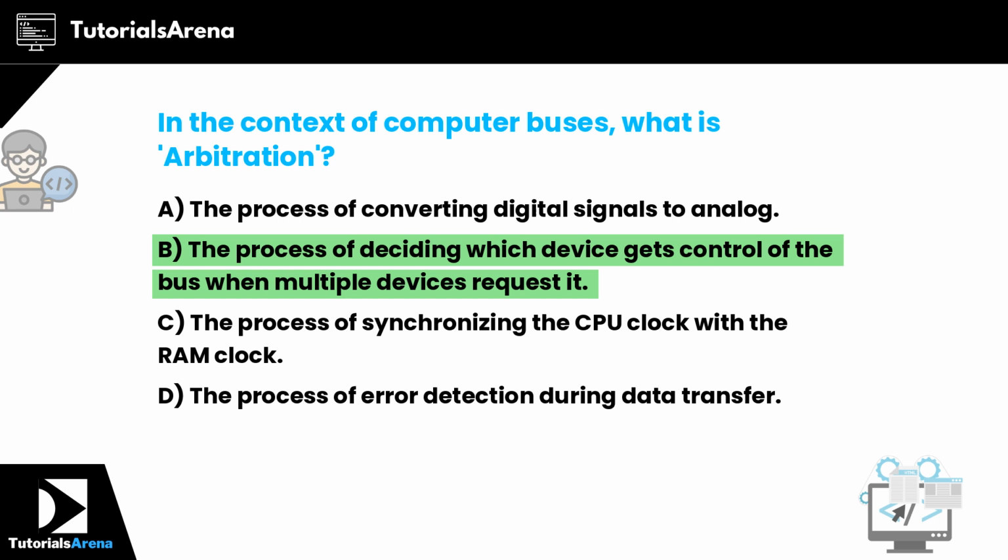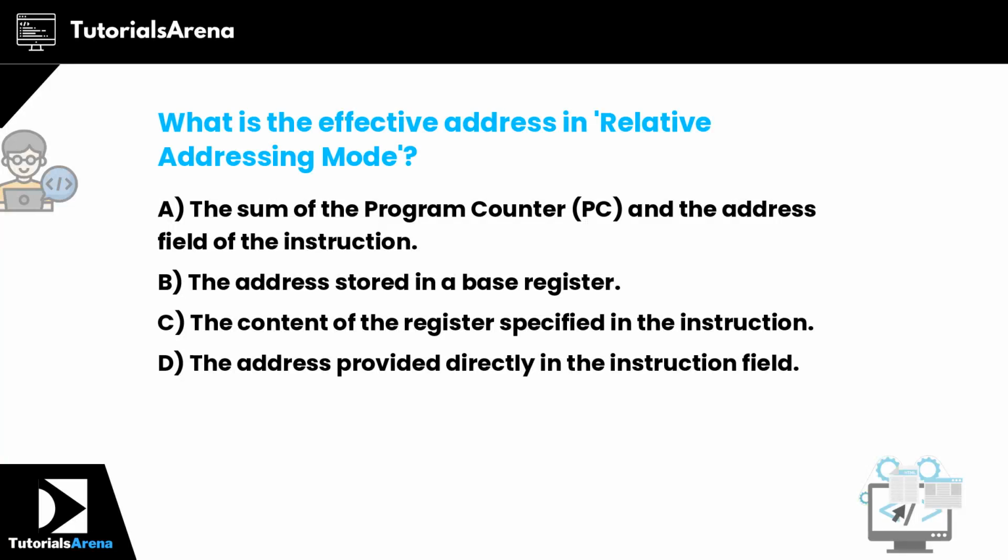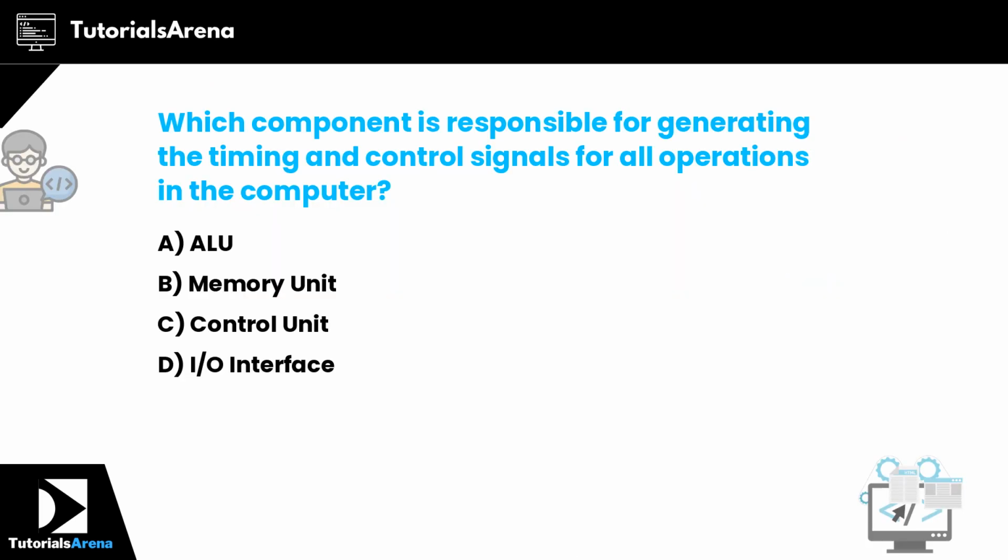What is the effective address in relative addressing mode? The correct answer is option A, the sum of the program counter, PC, and the address field of the instruction. Which component is responsible for generating the timing and control signals for all operations in the computer? The correct answer is option C, control unit.